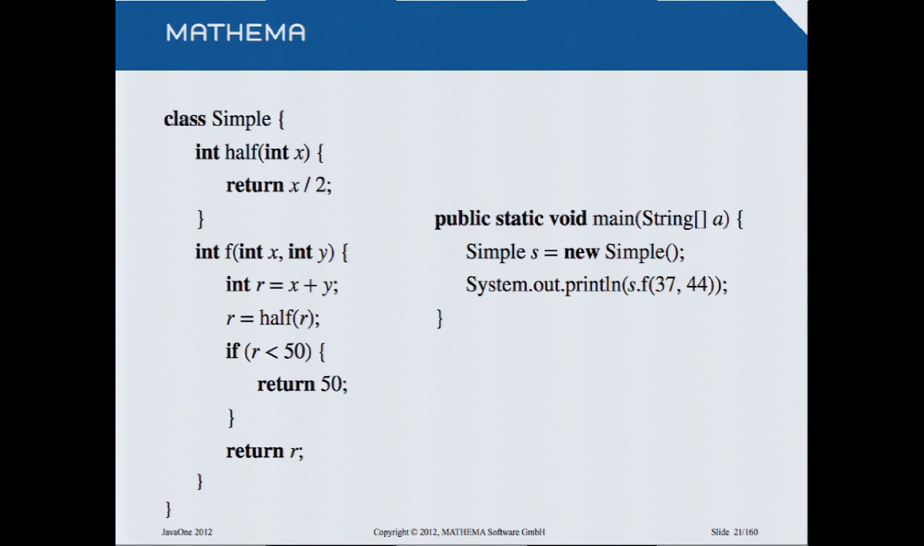Let's look at an example. We have a small class here, simple, and the simple class has two things. One method f, which simply does something, and one method half, which divides the given parameter by 2. So fine. Then we have a main, and the main creates a new simple, then calls the f method with 37 and 44.